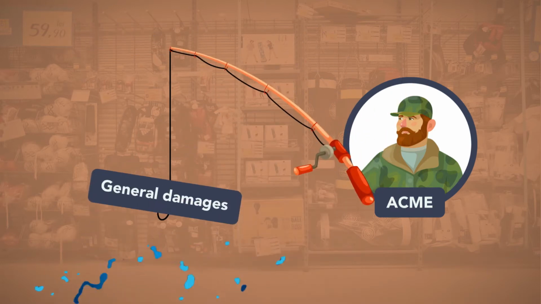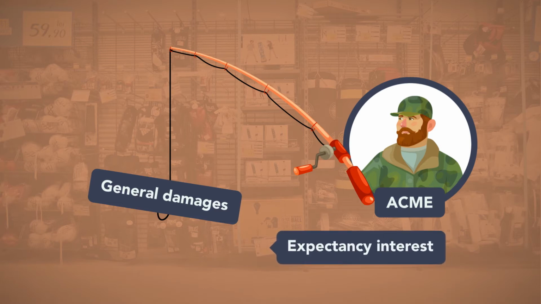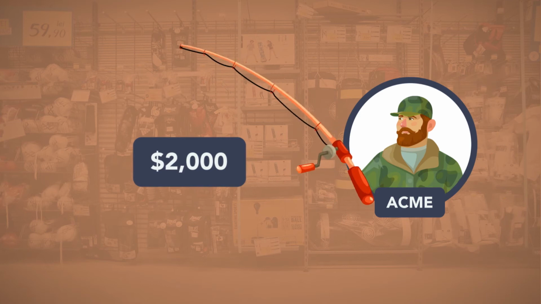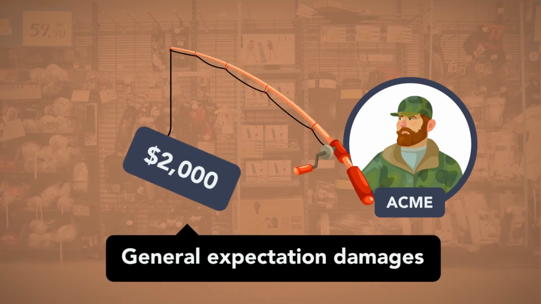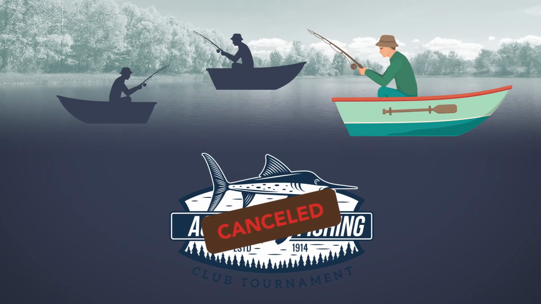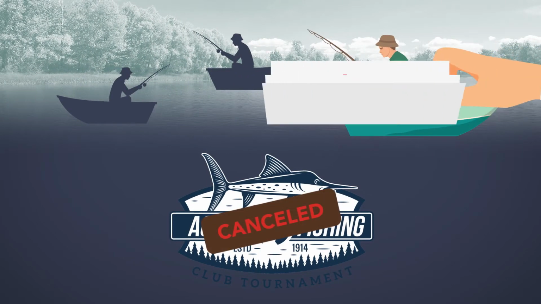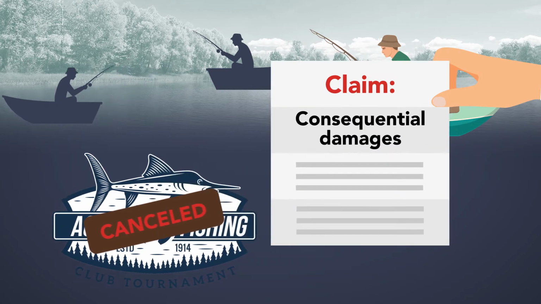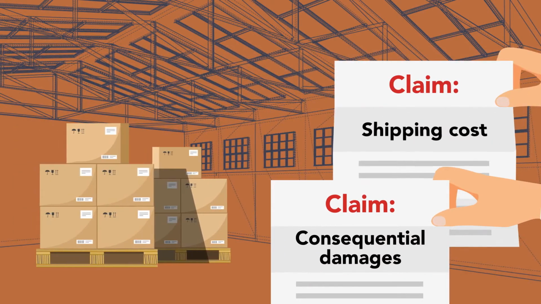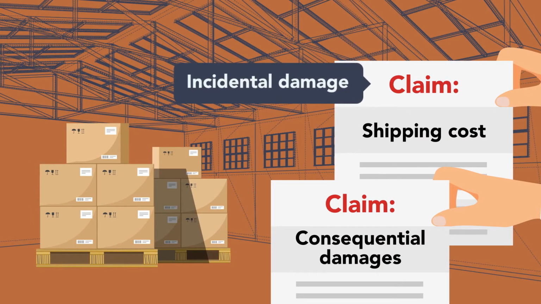Acme could recover general damages, which would measure Acme's expectancy interest. If Acme had to purchase conforming rods from another source for $2,000 more, recovering that $2,000 would constitute general expectation damages. If Acme was sponsoring a fishing tournament that had to be canceled because of Barnacle's breach, then Acme might make a claim for consequential damages for the lost revenue associated with the fishing tournament. Acme might also make a claim for shipping costs when buying replacement fishing rods as incidental damages.